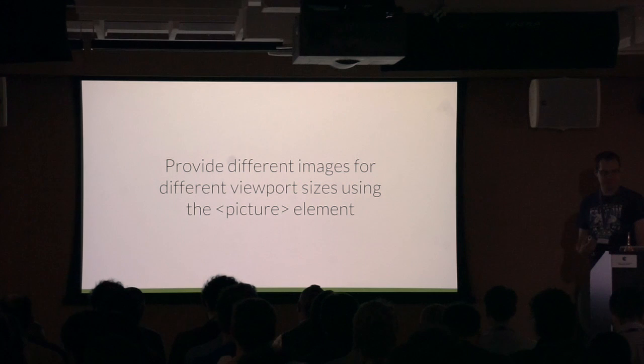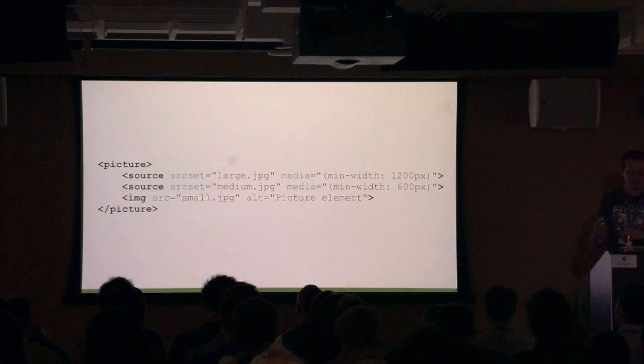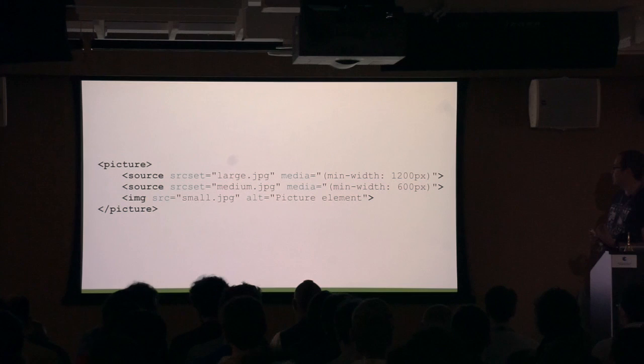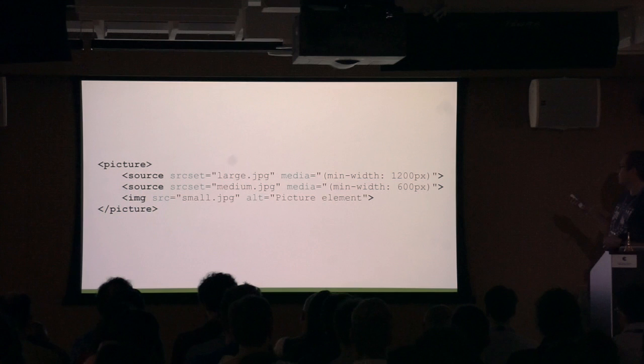So there's many ways to use the picture element. In this case, I'm using media queries, because I want to control the art direction of the image shown. I've got a large image, which has a media attribute of 1,200. We have a second source, with a media width of 60 pixels. And if neither of those two media queries matches the expression, the image is loaded by default.